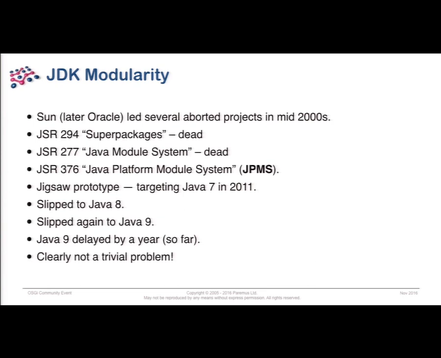So JPMS was seeded by this prototype project called Jigsaw. Jigsaw is probably what you've already heard of. Jigsaw was a project that was targeted for Java 7. So it was meant to come out in 2011 as part of Java 7, 5 years ago. It slipped to Java 8. It held up Java 8 for a little while, and then it slipped again to Java 9. Java 9 is currently slipping. Java 9 is delayed by 1 year so far. Java 9 is going to be coming out in September 2017, according to the current schedule, which was just updated last month. So clearly, the problem that they're trying to solve here is not trivial, because it's currently running 6 years late. Remembering this was originally targeted for 2011 and will not be coming out until 2017 at the earliest.